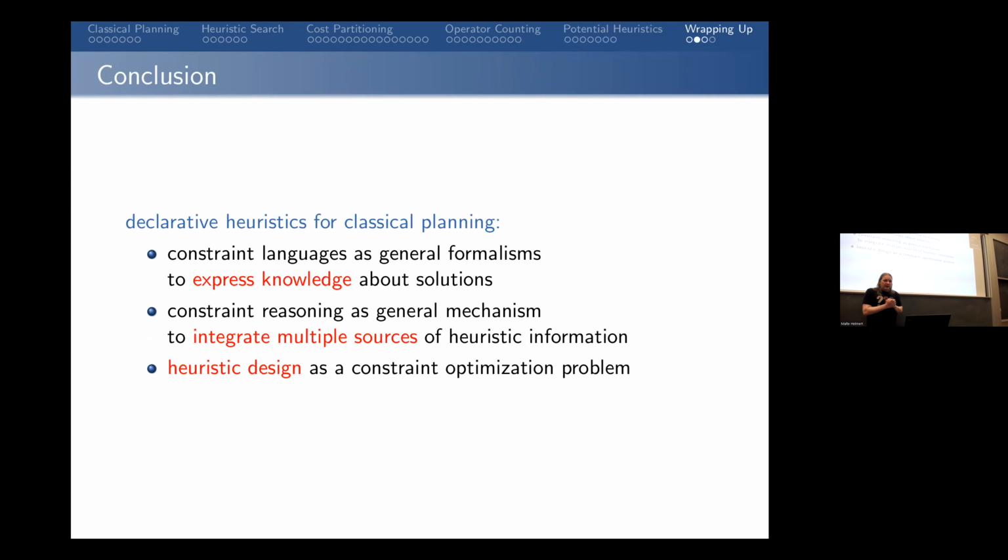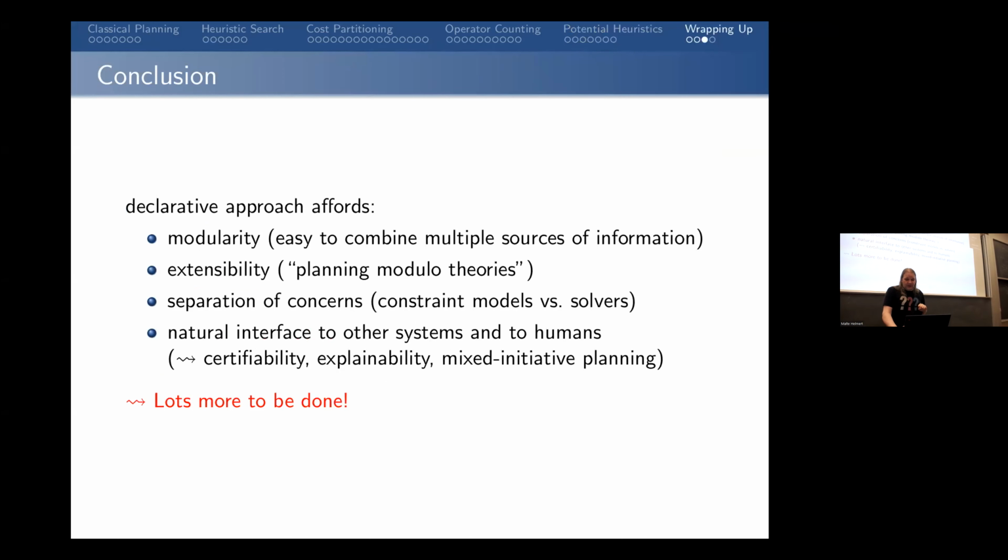So wrapping this up, we have constraint languages as a general formalism to express knowledge of solutions. This allows us to integrate multiple sources of heuristic information, and in particular, in the last part, we talked about heuristic design as a constraint optimization problem, so solving the whole thing wholesale. There's another connection between the second and the third part as well, but I don't want to go into too much detail there. There are several nice aspects to this.